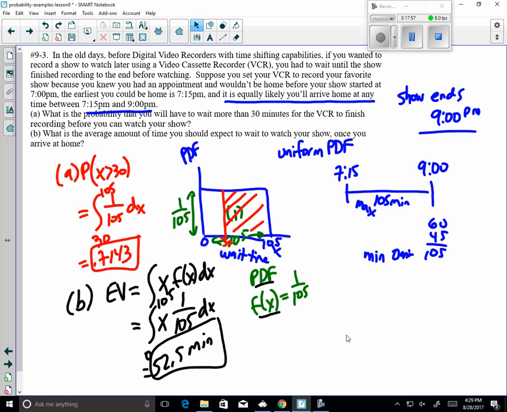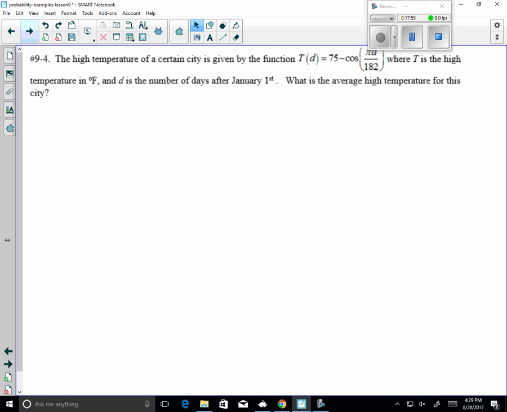Okay, let's take a look at another problem here. So 9.4 says the high temperature of a certain city is given by the function T as a function of d, 75 minus cosine of pi d over 182, where T is the high temperature in degrees Fahrenheit and d is the number of days after January 1st. What is the average high temperature for this city? Okay, so this is some kind of a sinusoidal here. I think it just says, what's the average high temperature?